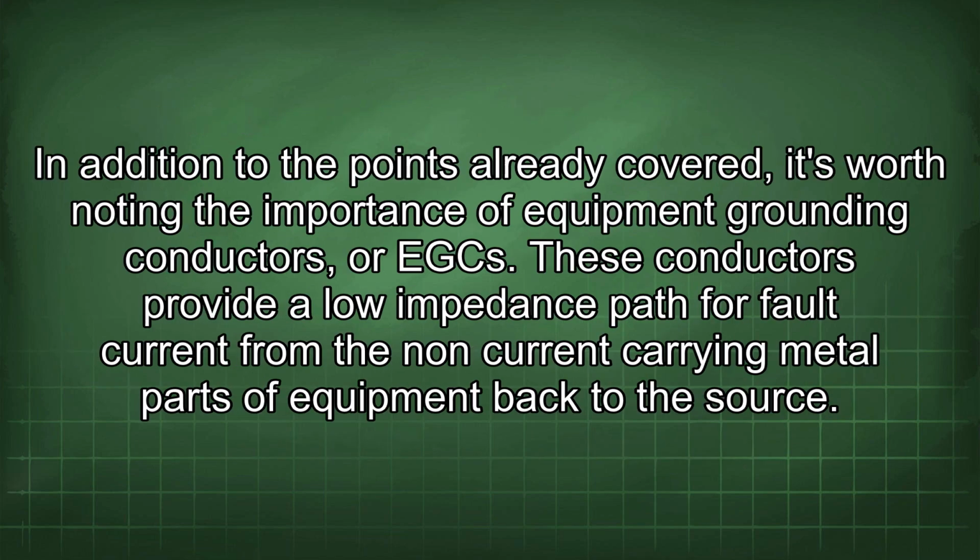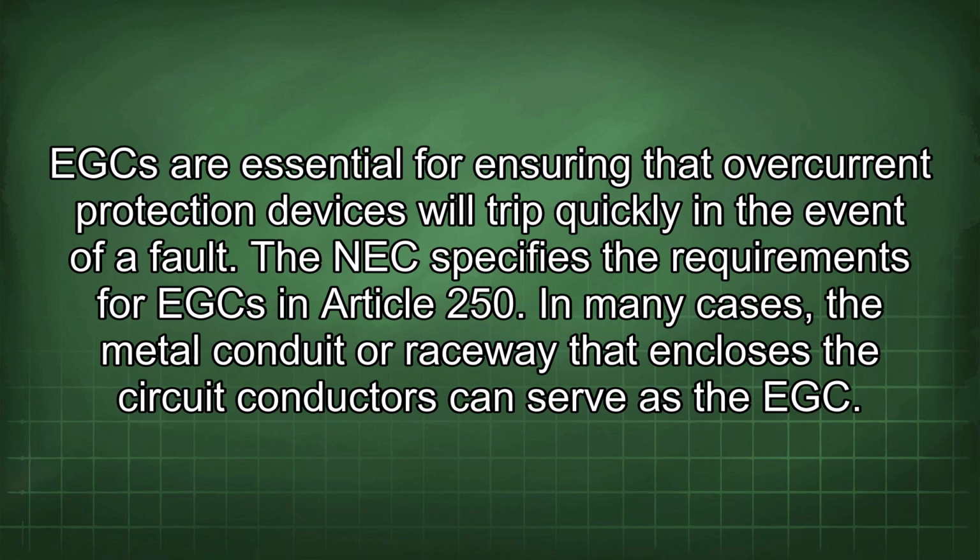In addition to the points already covered, it's worth noting the importance of equipment grounding conductors, or EGCs. These conductors provide a low impedance path for fault current from the non-current carrying metal parts of equipment back to the source. EGCs are essential for ensuring that overcurrent protection devices will trip quickly in the event of a fault. The NEC specifies the requirements for EGCs in Article 250.